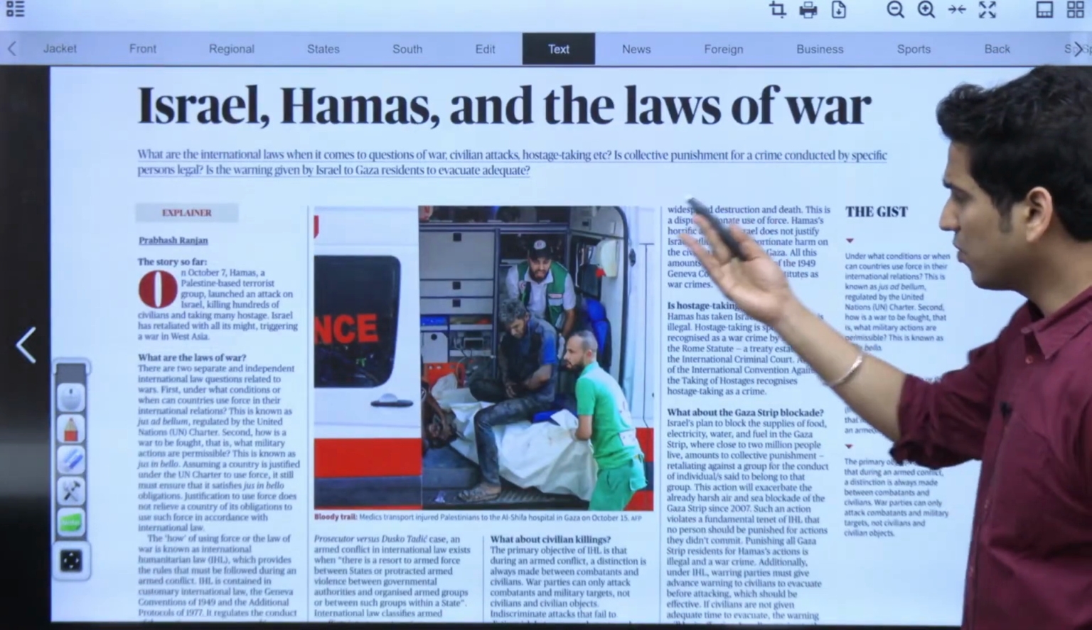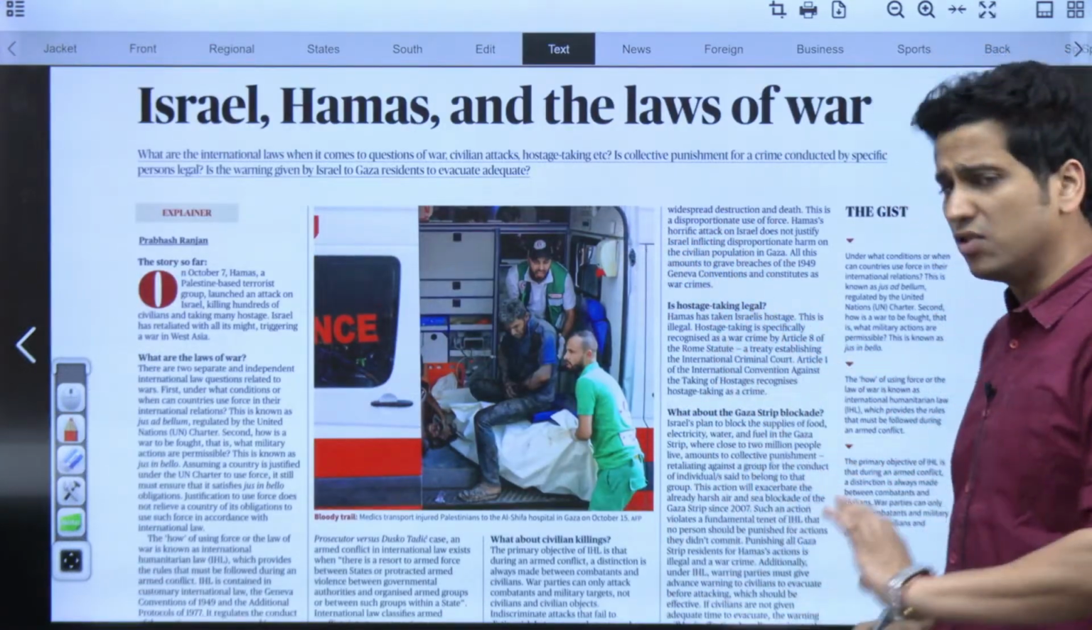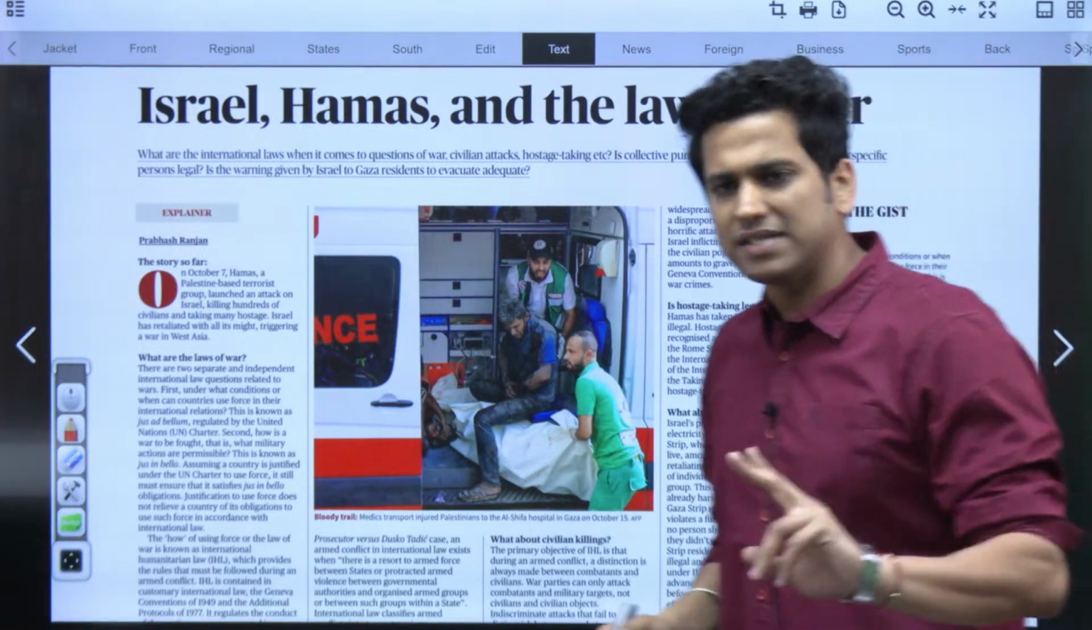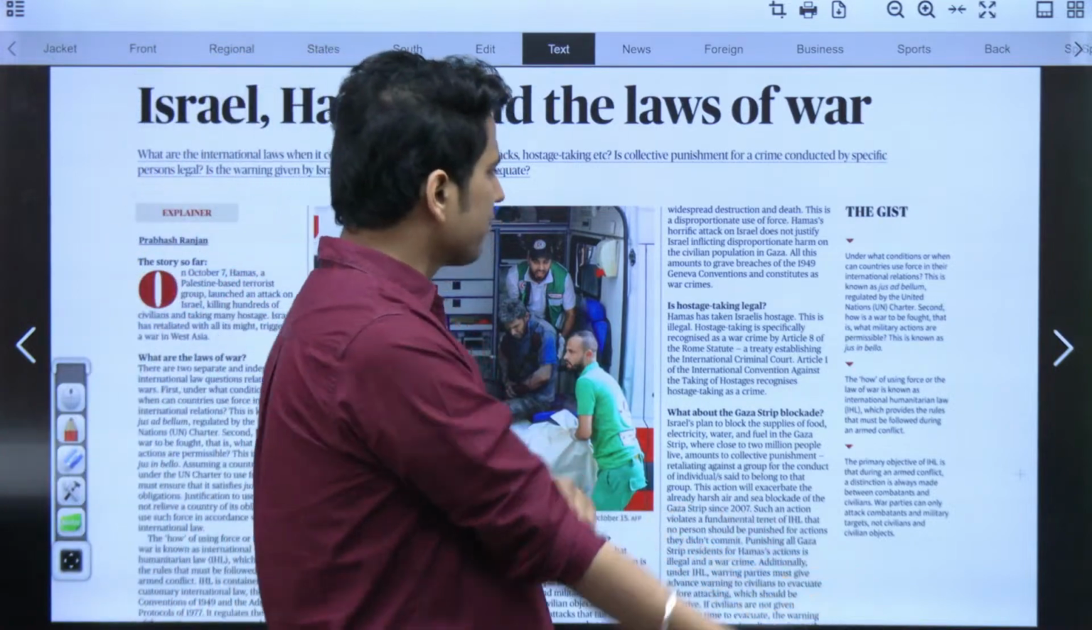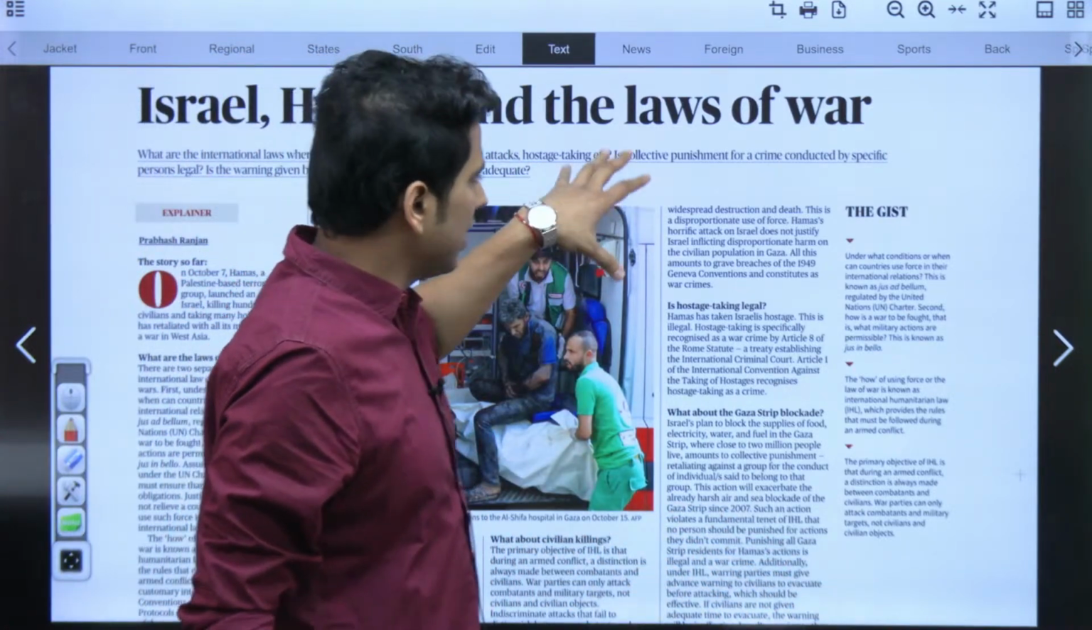Now this is a certain terminology that they have used in this particular article. There are two words that are very important over here, which might be asked in the prelims, or you can use them in your mains answer. The question is related to laws of war.